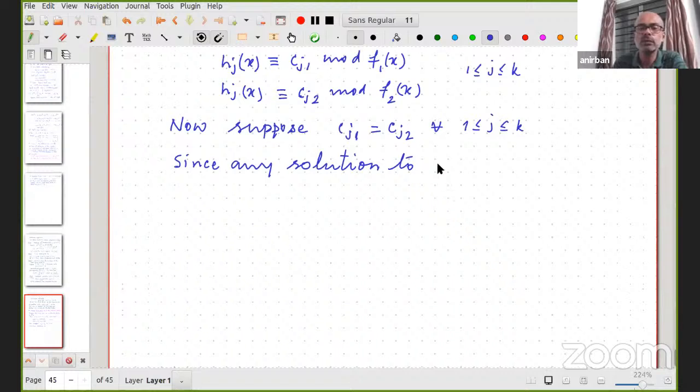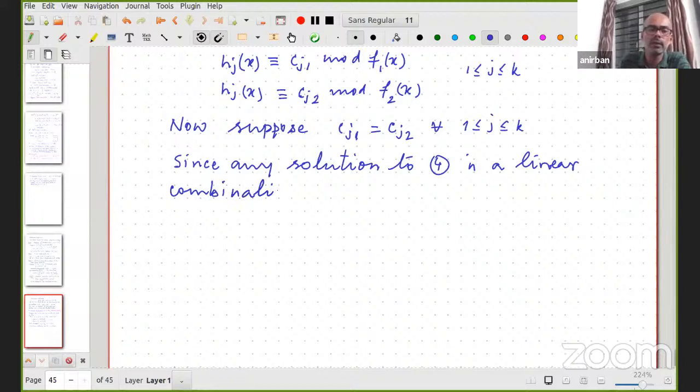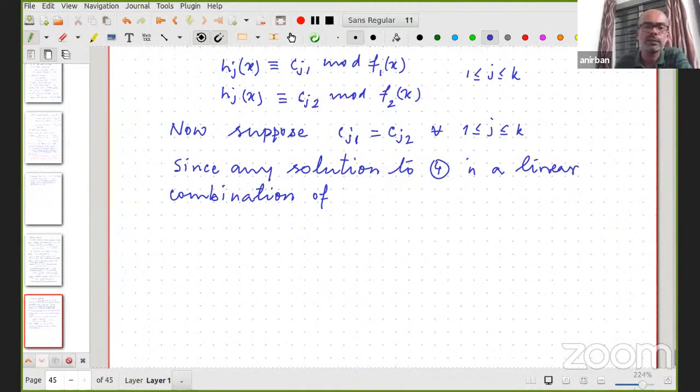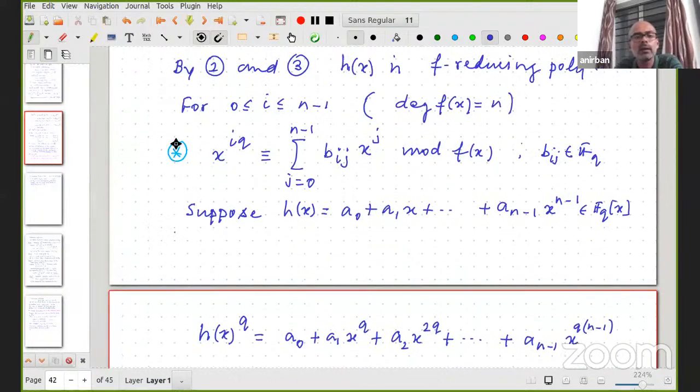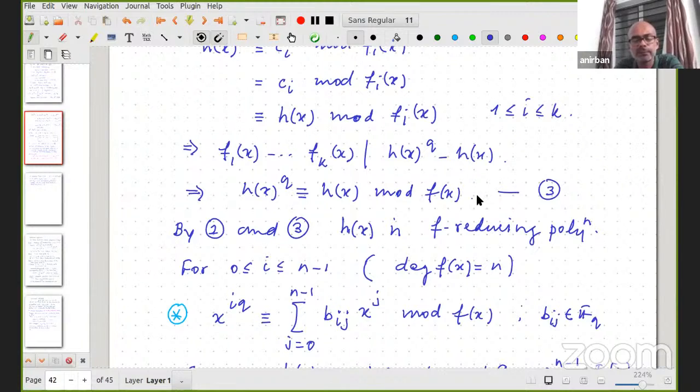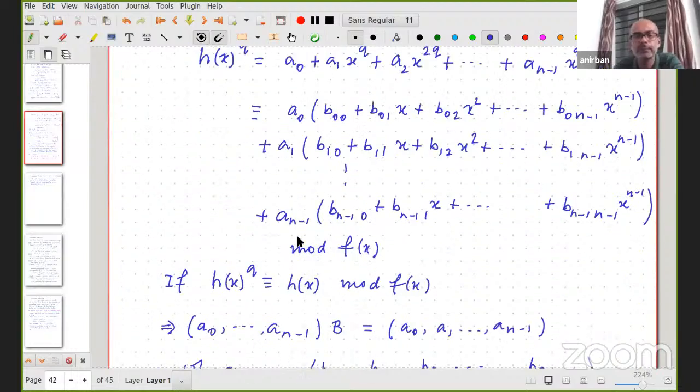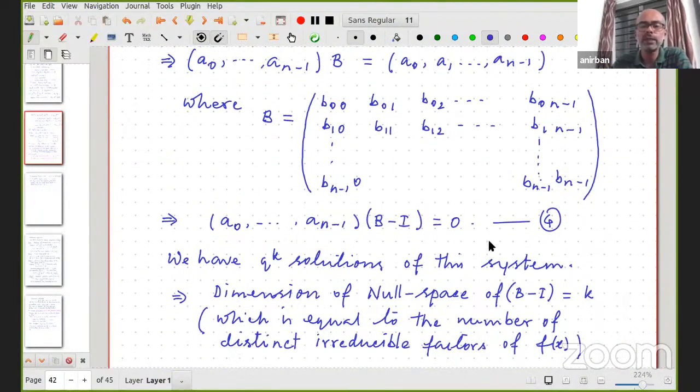So any solution to 4 is a linear combination of the basis vectors, since any solution belongs to the null space. Solutions to 4 give rise to solutions to 3. So that is how we construct it.